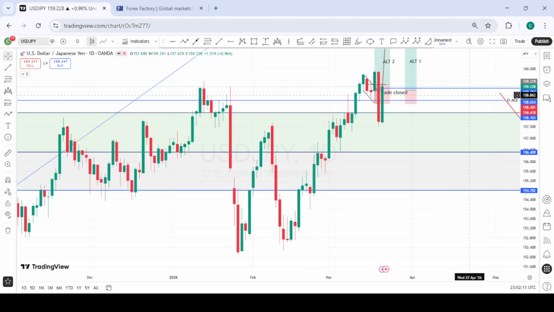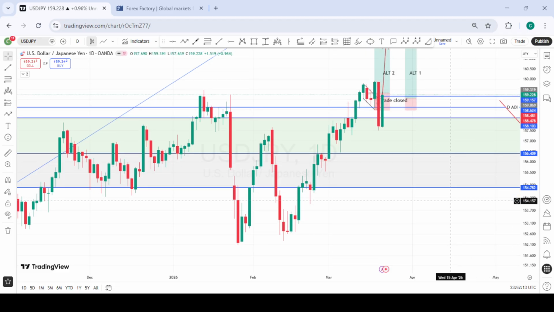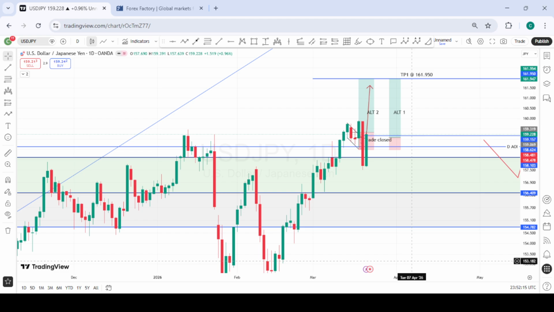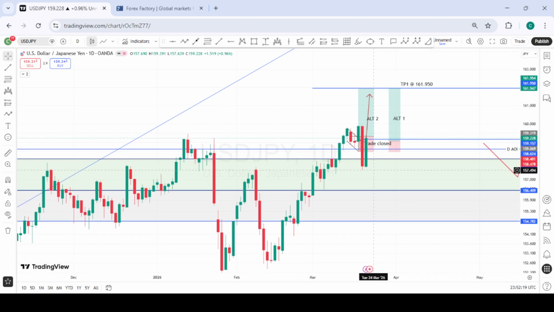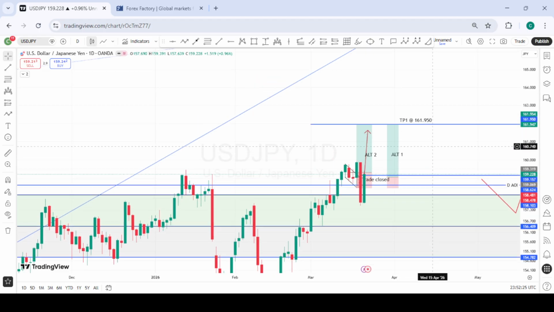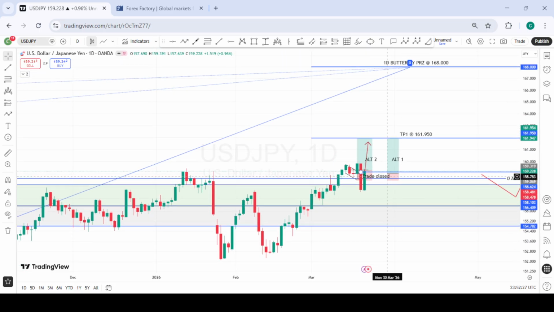So going into next week or the following weeks ahead of us, we will be looking at the buy side of things for USDJPY. Since we've had a strong reaction from the first zone, we will wait patiently to see if we can get buying opportunities to the various targets we have from the previous week.